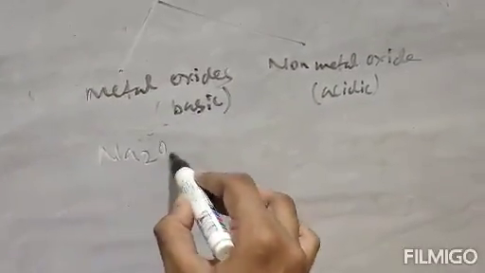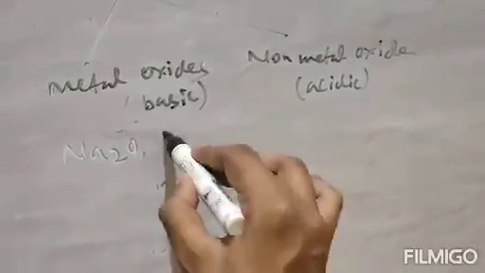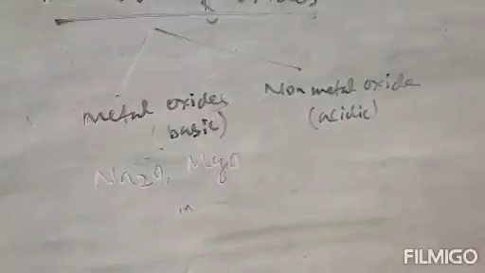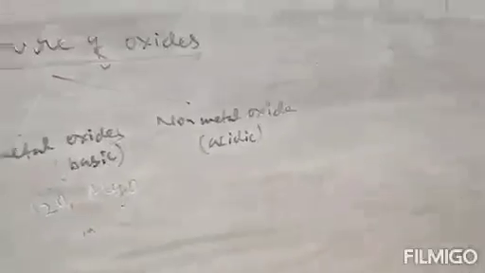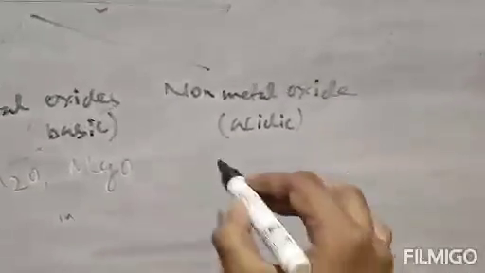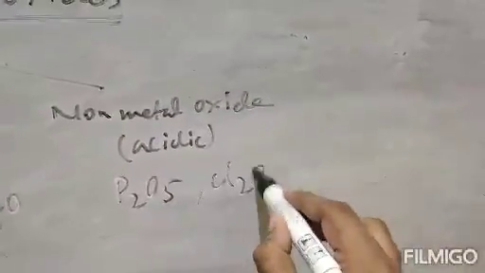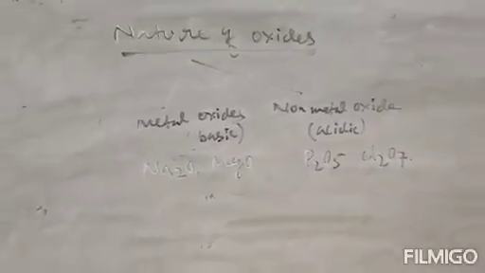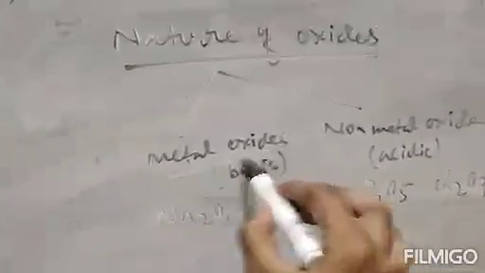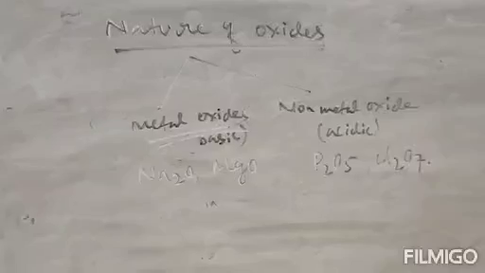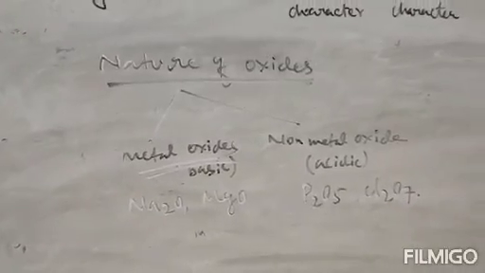Examples: Na2O and MgO, magnesium oxide, are basic metal oxides. Coming to non-metal oxides, they are acidic. Examples are P2O5, phosphorus pentoxide, and Cl2O7. They are generally acidic.